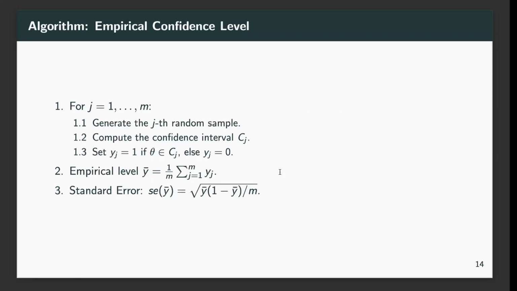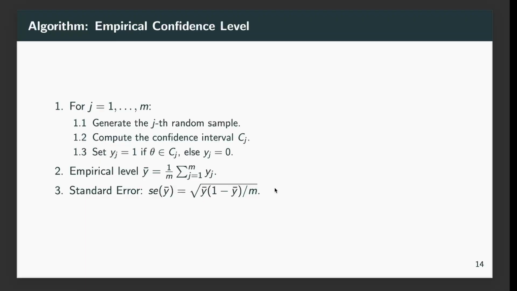So this is the algorithm for the empirical confidence level. For J from 1 to M, first we generate the jth random sample, and then we compute the confidence interval Cj for each J, and then we set Yj equal to 1 if the parameter actually falls within this Cj, or 0 if not. Then we can compute the empirical level, Y bar, which is given by the sum of these indicators divided by M, and the standard error of Y bar is given by this.